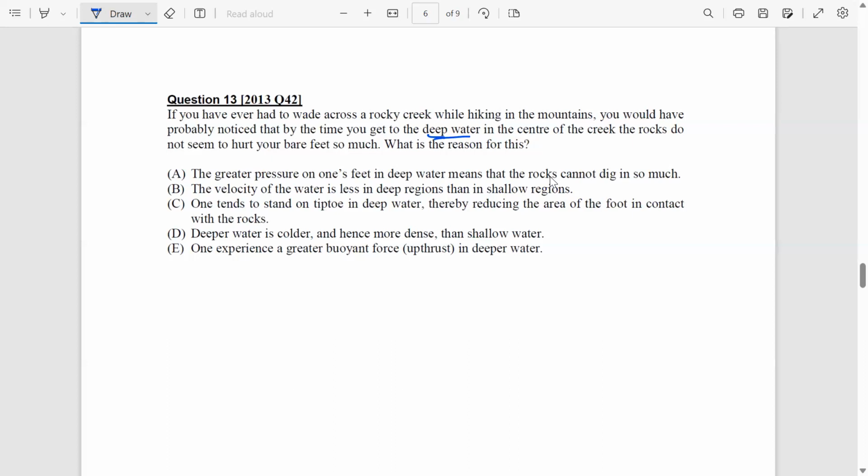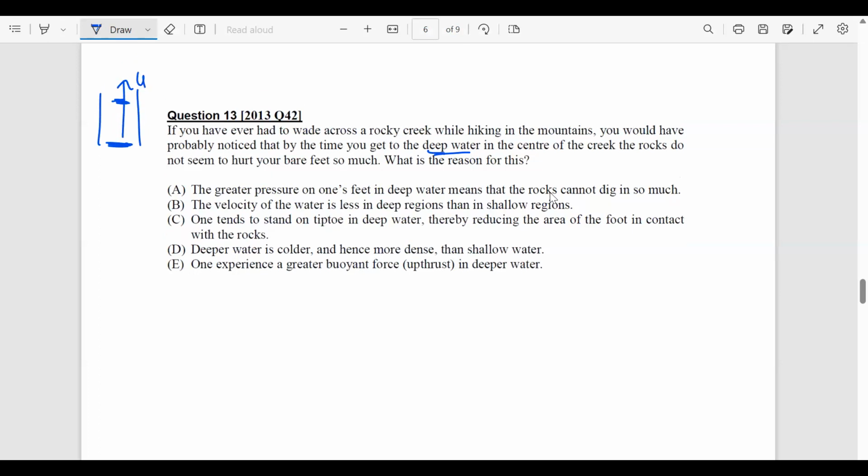Okay, so now we go through each of the choices. A: the greater pressure on one's feet in deep water means the rocks cannot dig in so much. I think the greater pressure they mean is that the depth is larger, but that's not really true. Just like water pressure, right? The pressure at the bottom is larger, but the pressure at the top is lower. So that is why there's upthrust on you. So A is wrong. I don't know what they really mean, but yeah, it's wrong.